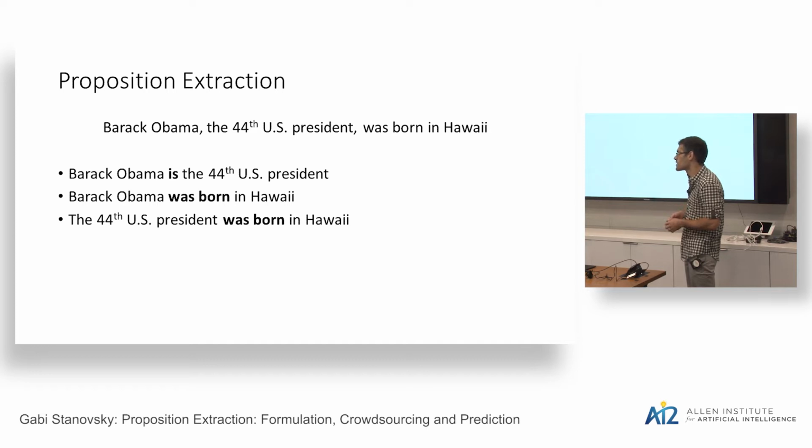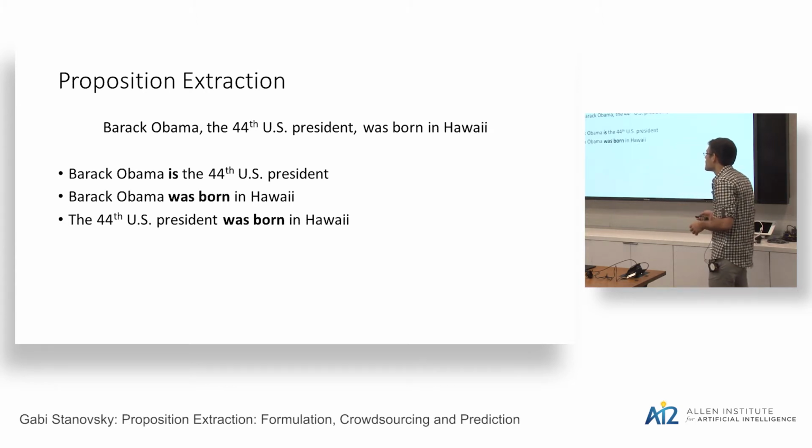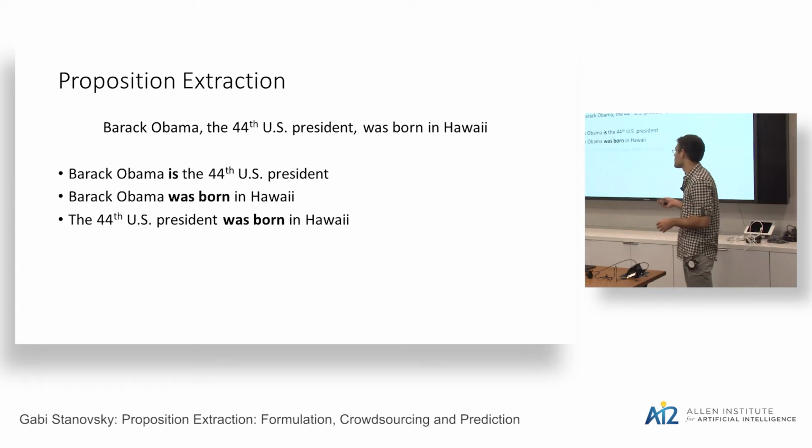So the task of proposition extraction is to take a somewhat longer sentence, something like Barack Obama, the 44th US president, was born in Hawaii, and decompose that into the different propositions that are embedded in this sentence. So you can say that Barack Obama is the 44th US president, that Barack Obama was born in Hawaii, and that the 44th US president was born in Hawaii. All of these are conveyed to a human listener, and they stand alone on their own.